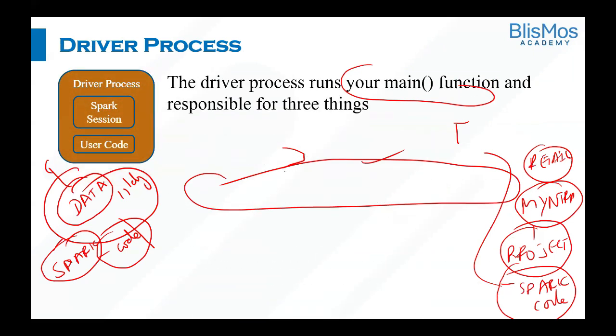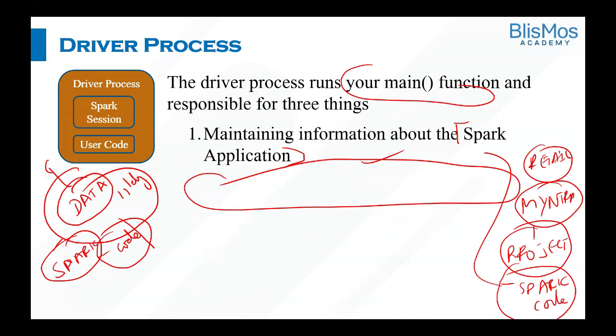So driver process is the main component which is responsible for three things. First and foremost thing is, it maintains the information about the Spark application, right? Whether it is opening or running, or what kind of activities are happening in the Spark application. And the second thing is, it is responsible for responding to the user program. User program means you may write, let us say Anna may write a program and submit it to Spark for some reason.